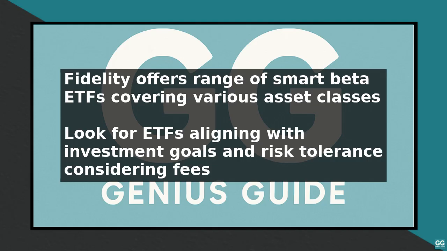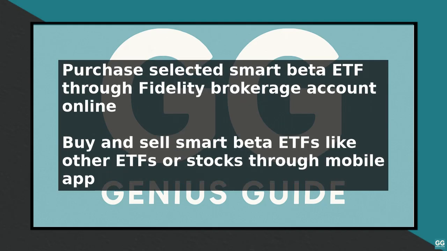Once you have selected a Smart Beta ETF, you can purchase it through your Fidelity brokerage account. You can buy and sell Smart Beta ETFs just like you would any other ETF or stock through the Fidelity website or mobile app. It is also important to regularly review and adjust your portfolio to ensure it remains aligned with your investment goals and risk tolerance. This may involve rebalancing your portfolio by buying or selling Smart Beta ETFs or other investments.